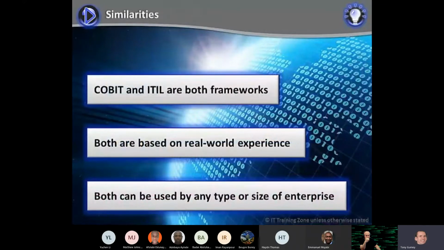COBIT and ITIL share a number of important characteristics. Both are frameworks. The significance of this is that they provide guidance that an enterprise can draw on to devise solutions that are appropriate to its unique situation. Neither provides an implementation blueprint, neither is a recipe book. Both frameworks derive from real-world experience, so you can be confident that they provide practical advice, that they will work. The frameworks are based on experience drawn from a wide range of enterprises, commercial, not-for-profit and government, organizations both large and small, and enterprises operating in many different countries. Their advice can be applied by any organization.